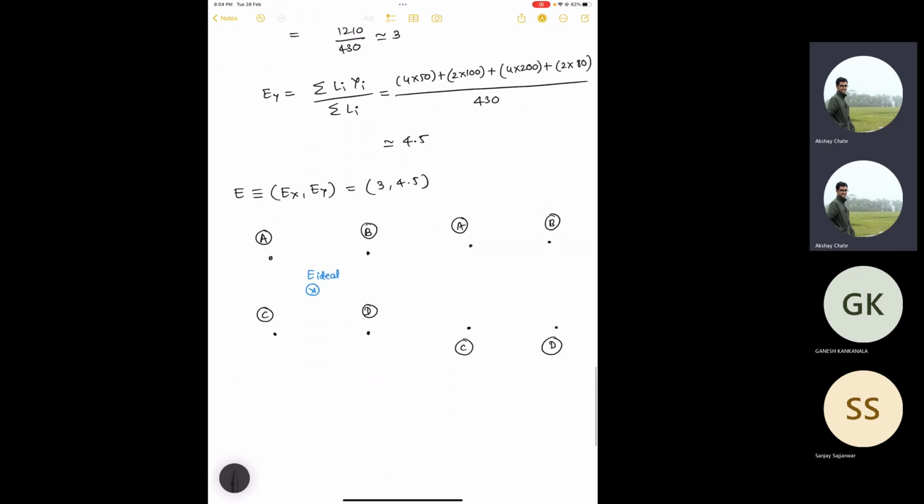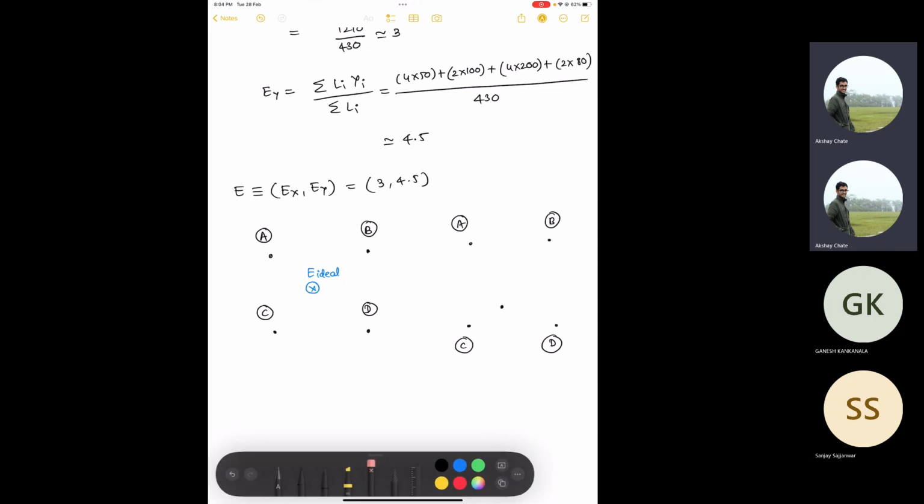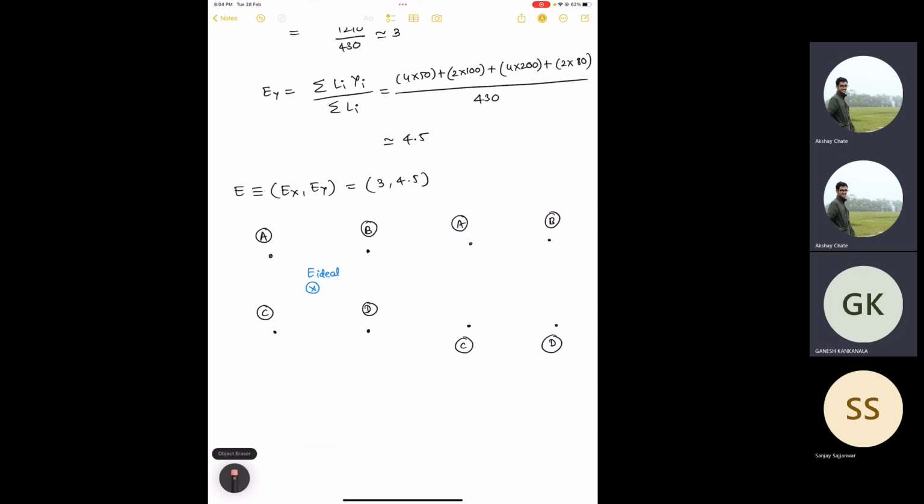So ideally it will be closest to C and farthest from A. So it will be somewhere here. Somewhere here because B is also strong, right? So see, you can understand this way. Whichever has higher load, that will attract the center of gravity towards it.